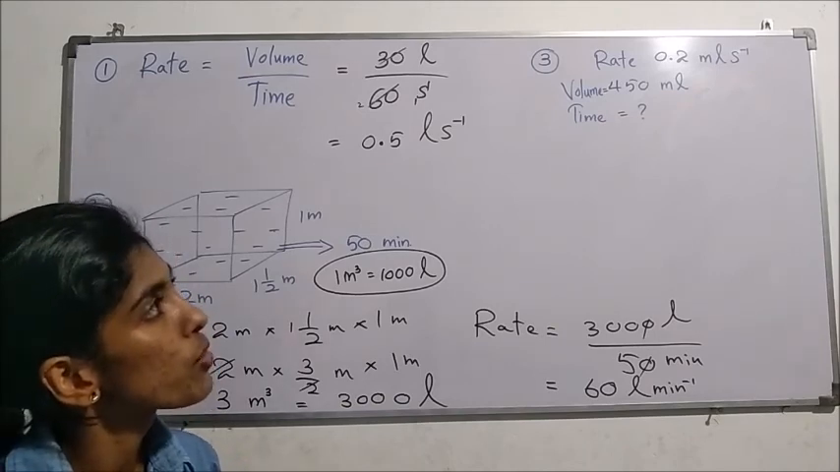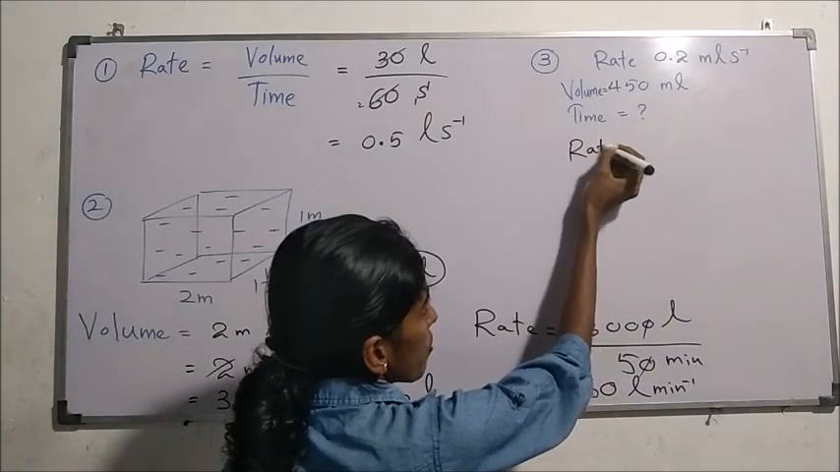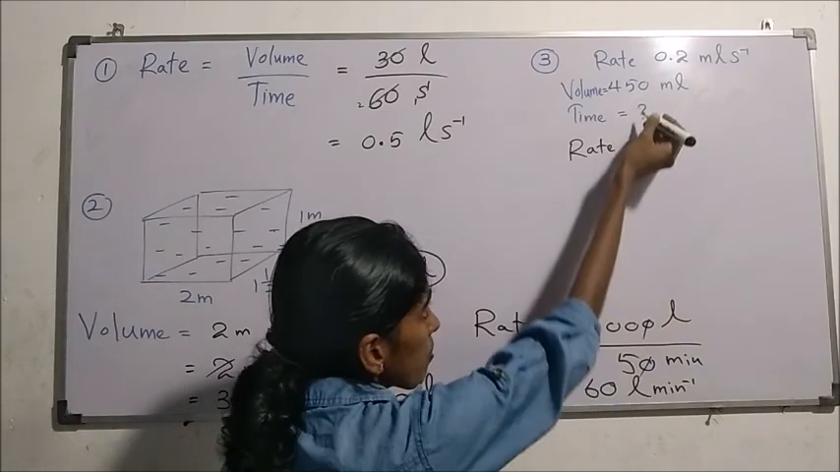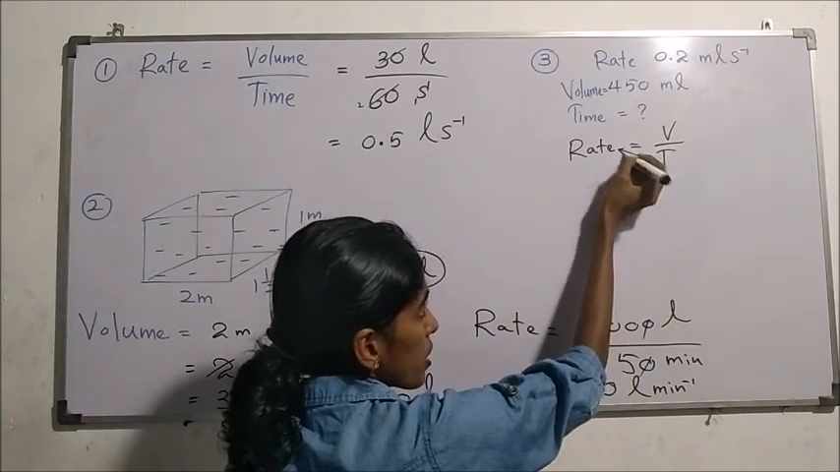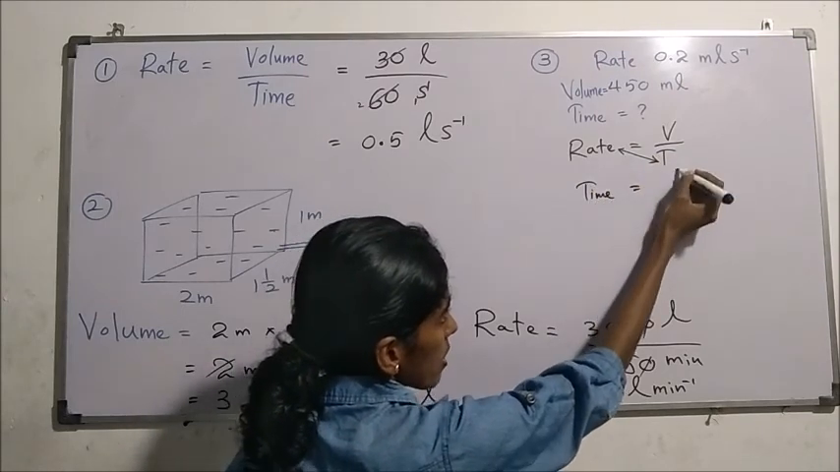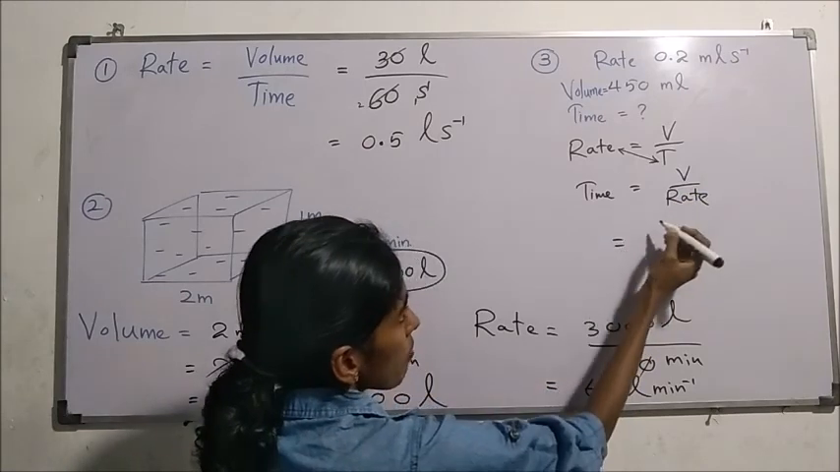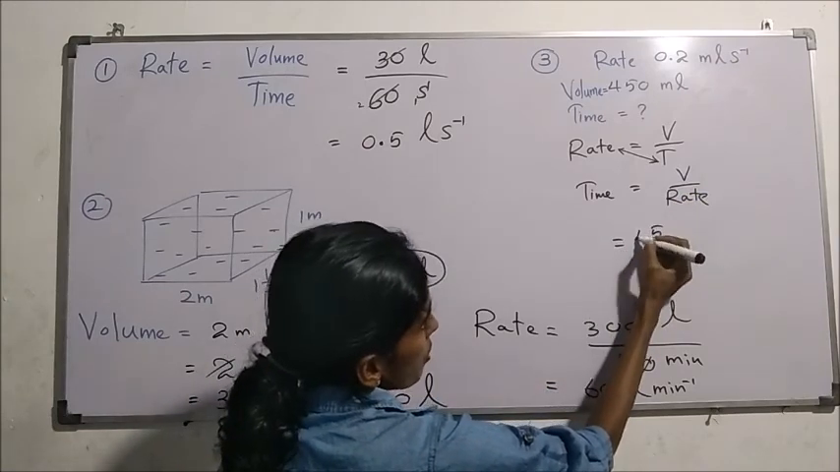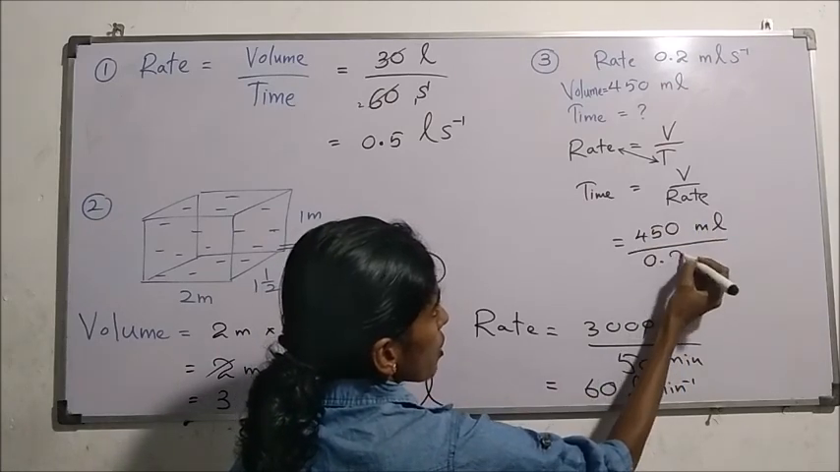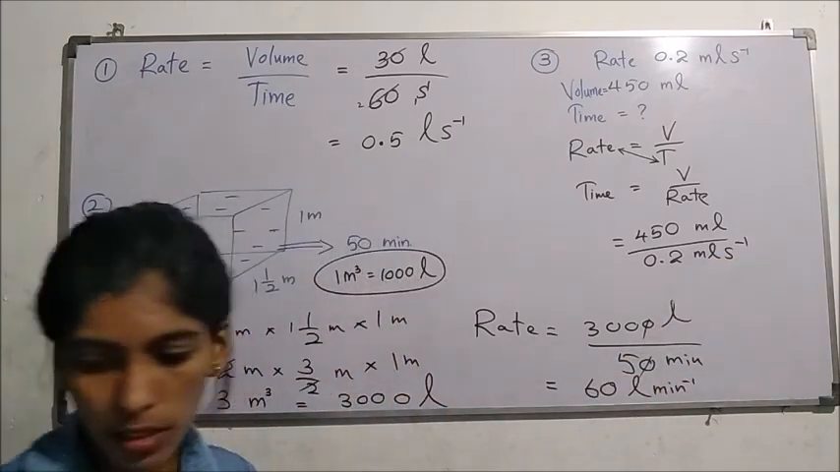Now here what should we do? We will go to the formula there. To find the rate, we know that the volume should be divided by the time, but here what do we need to find here? The time, no? So you make it alone on one side, so the volume should be divided by the rate here. Volume is 450 milliliters and the rate is 0.2 milliliters per second, right?